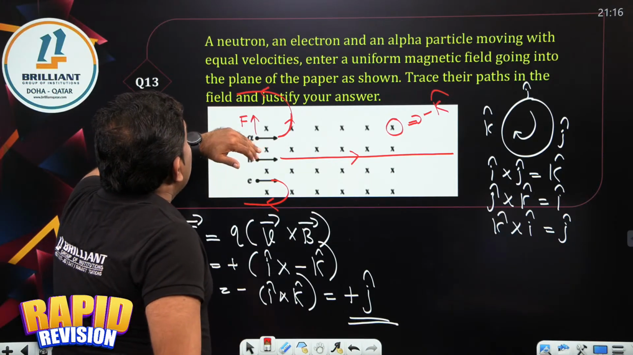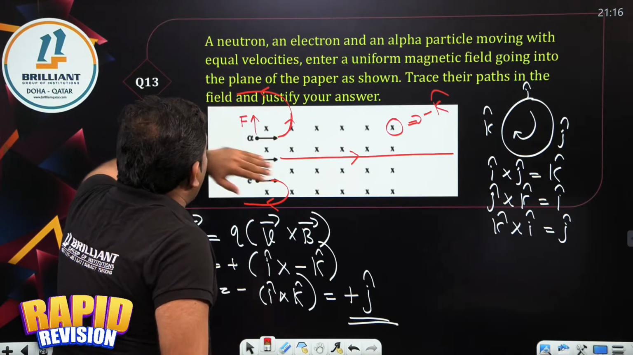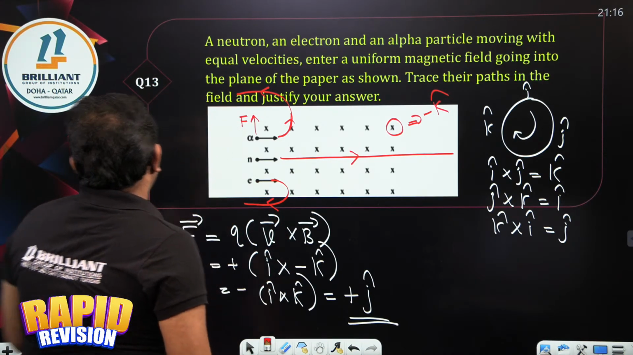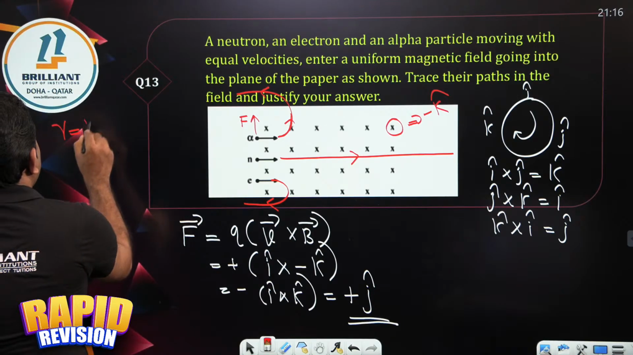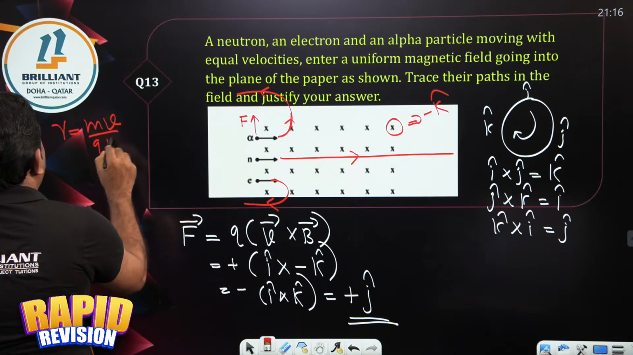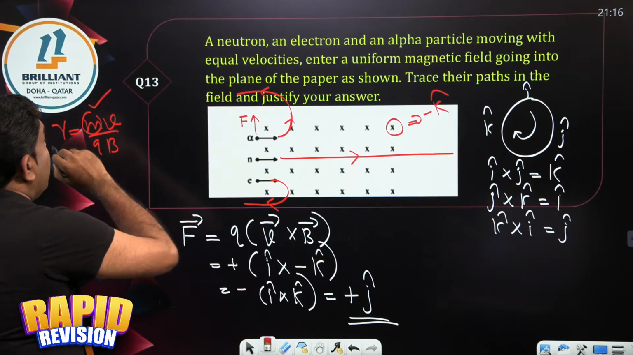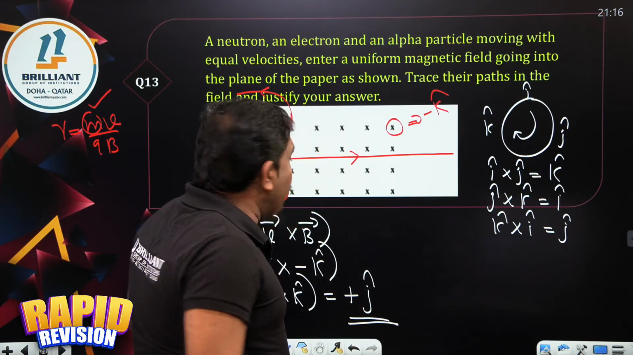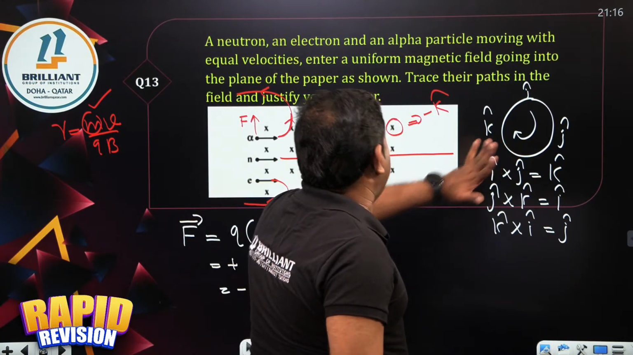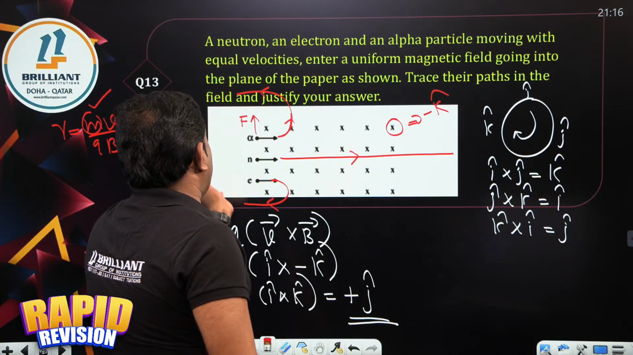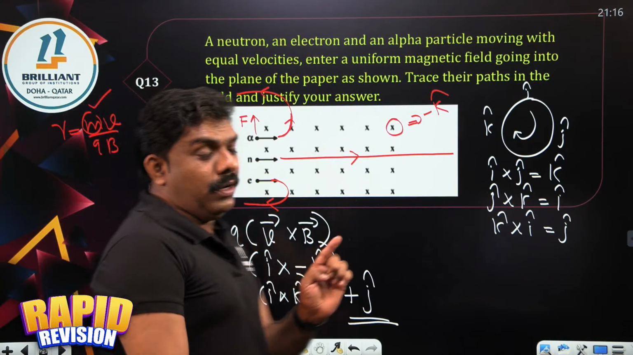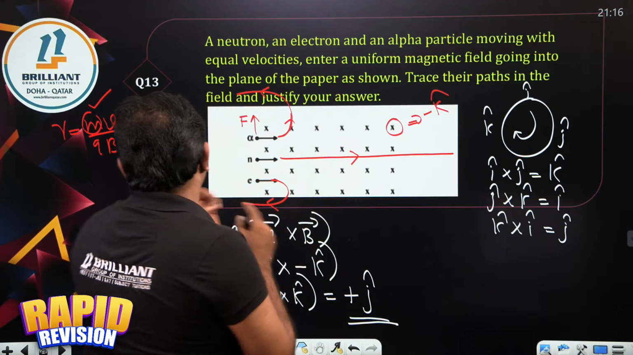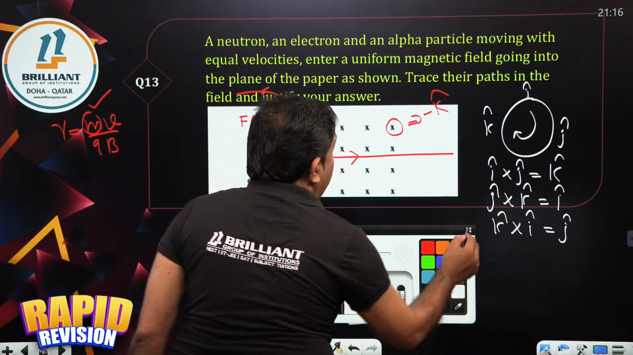Alpha particle will have more radius compared to that of the electron. Because if you are considering the radius formula, R equal to mv by qB, the mass of alpha will be more, so we can say its radius will be larger. So the neutron will be a straight line, it is not deviated. Alpha will be deviated upward, electron will be deviating downward. I am repeating this direction idea once more. Please listen here. Look, for our examination it will be beneficial.